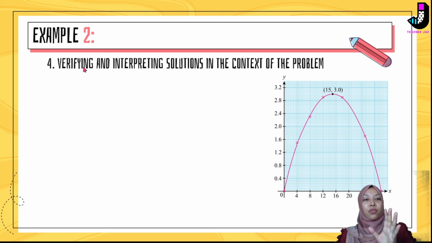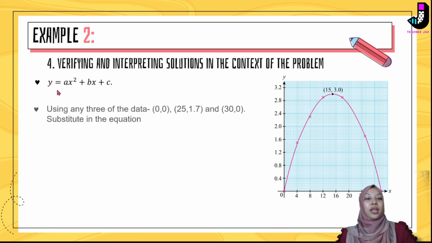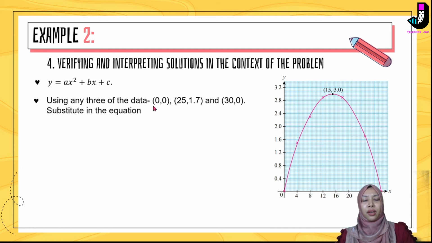So that is why, in verifying and interpreting solutions in the context of the problem, you may use y equals ax squared plus bx plus c. This is the general form for a quadratic function. Then I will use any three of the data. Here I'll use (0, 0), (25, 1.7) and (30, 0). These are the coordinates that we substitute into the equation. I repeat, this one means the value of x is 0 and the value of y is also 0. The value of x is 25, and the value of y is 1.7.